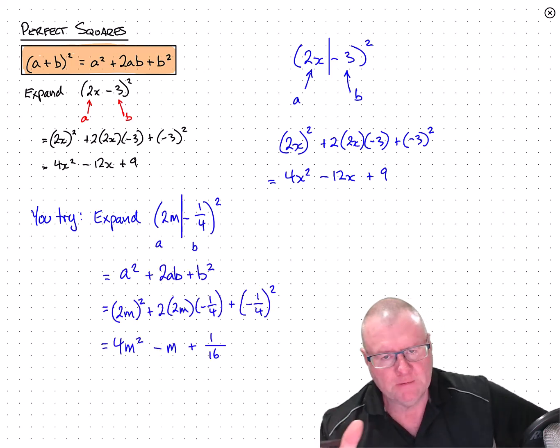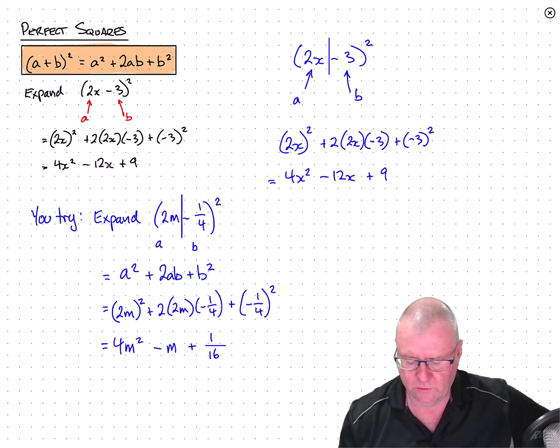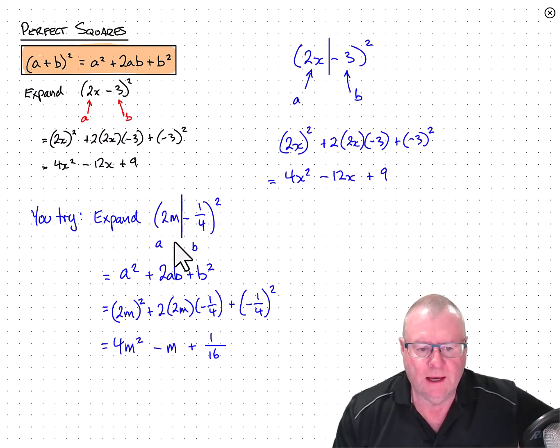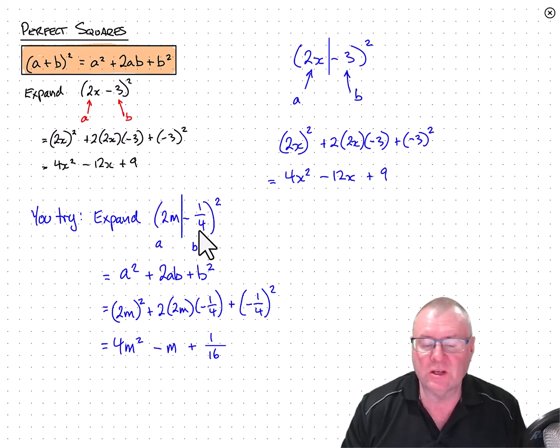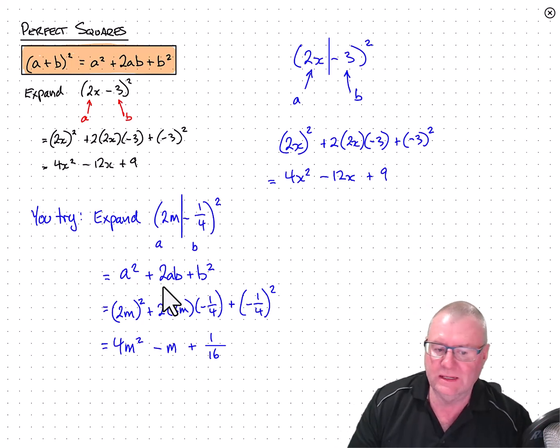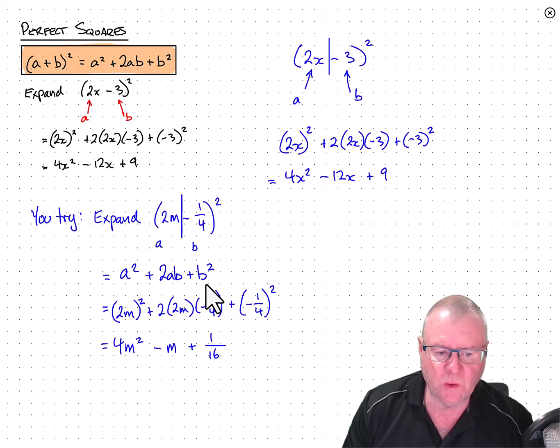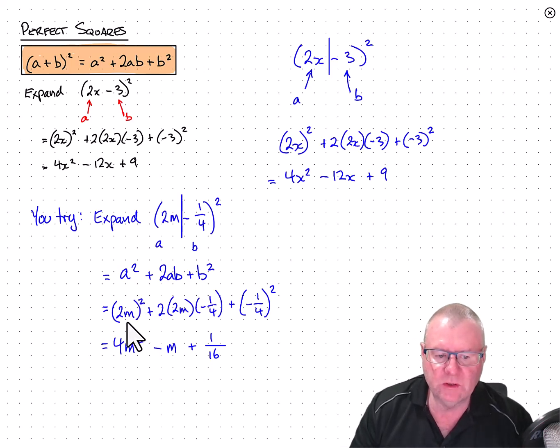All right. Hopefully you did okay with this. Let's walk through my solution. I've split them wherever there was a plus or minus. So that's my A and that's my B. They're my two halves. Now I can just put them into my formula, which was a squared plus 2ab plus b squared. So replacing the a with 2m plus 2 times the a times the b. The b is a negative quarter, plus b squared, so a negative quarter squared.